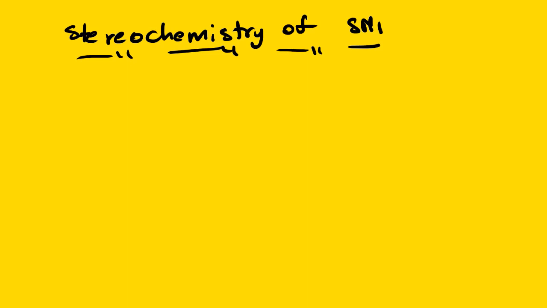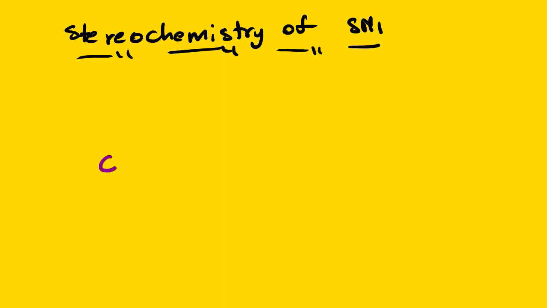Remember, it can attack from the front, back, top and bottom, meaning that it can attack in all different directions compared to SN2 reaction. If our leaving group is at the top, it will attack from the back. If it is at the back, it will attack from the front. If the leaving group is at the front, it will attack from the back. If the leaving group is at the bottom, it will attack from the top. So looking at SN1 reaction, let us look at one example to explain the stereochemistry of SN1.